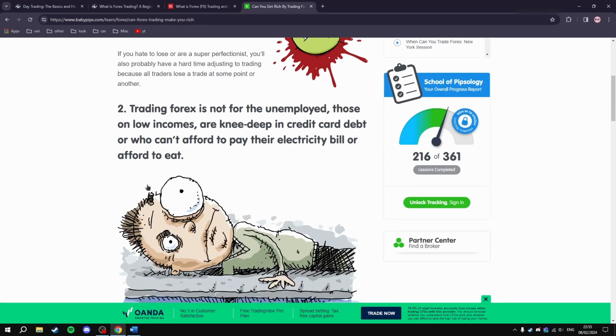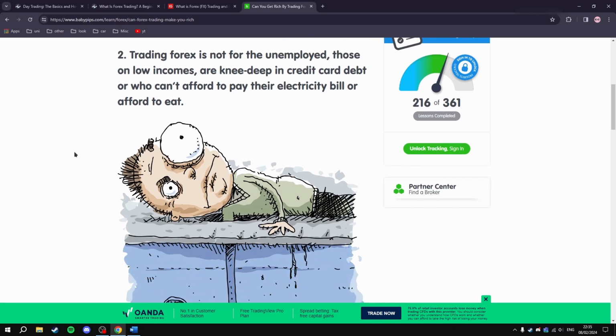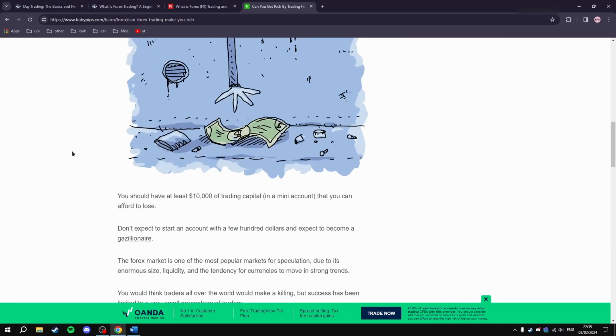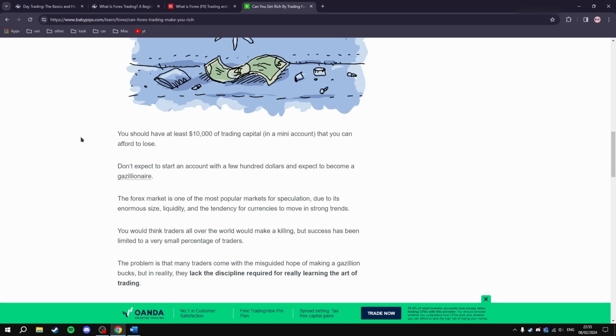Trading Forex is not for the unemployed. Those on low incomes, who are knee-deep in credit card debt, or who can't afford to pay their electricity bill or afford to eat. You should have at least $10,000 of trading capital in a mini account that you can afford to lose. Don't expect to start an account with a few $100s and expect to become a gazillionaire.